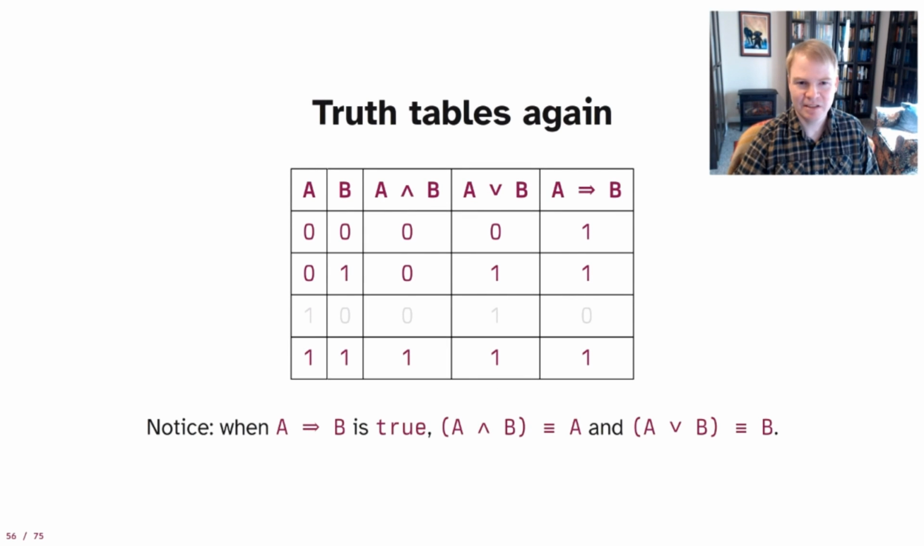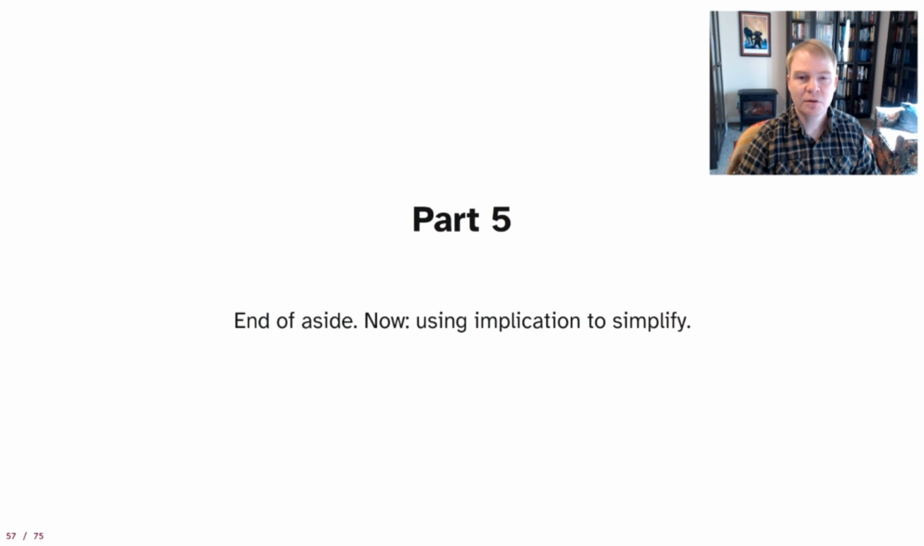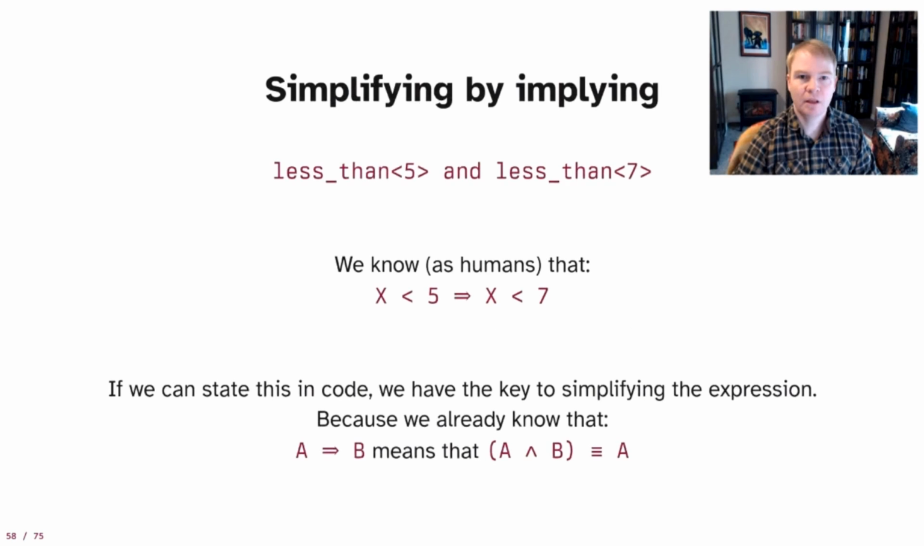Okay, so how does this tie into simplification? Well, I wrote out the truth tables for and, or, and implies next to each other. And here's what I realized. If A implies B is true, then A and B is the same as A, as you see here in columns 1 and 3. And A or B is the same as B, as you can see in columns 2 and 4. So I realized I could use implication to simplify expressions. So let's look at how that can work.